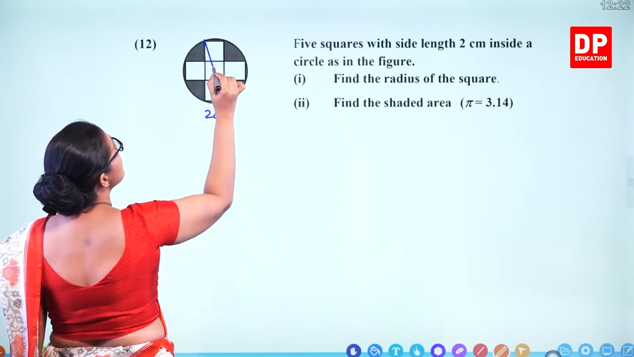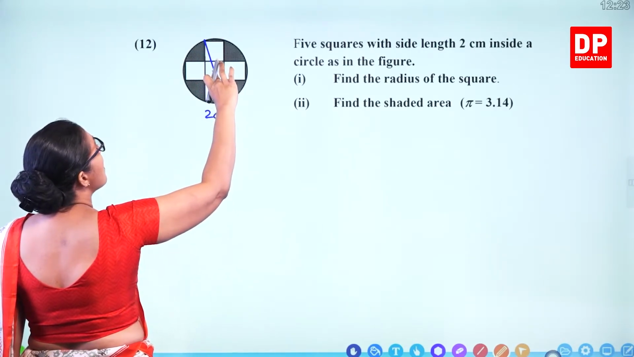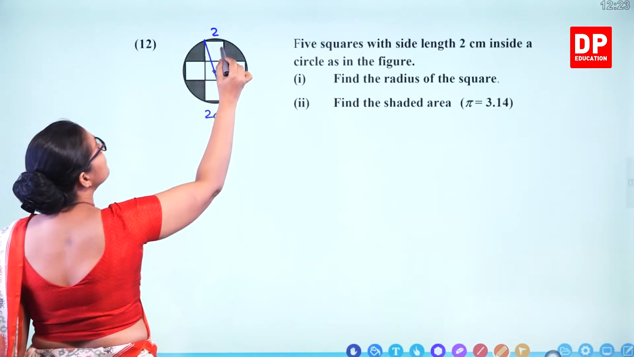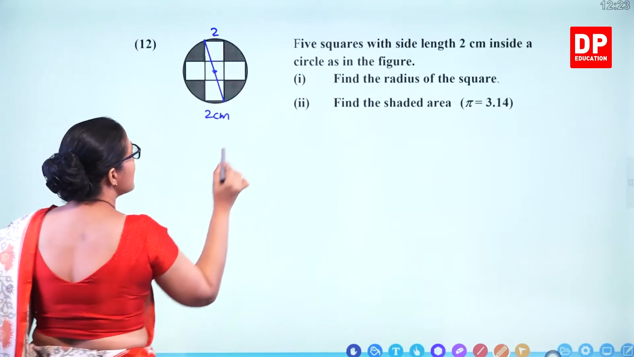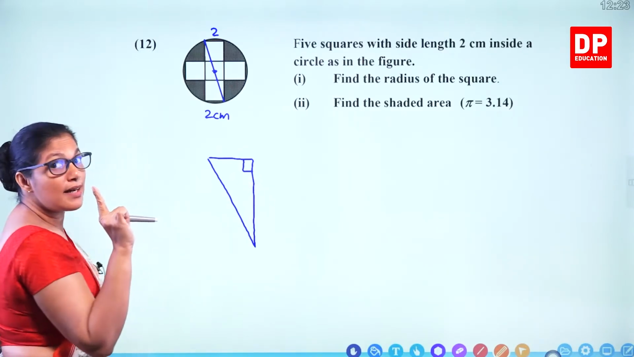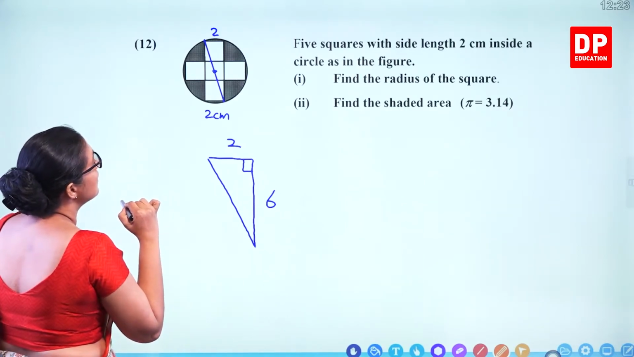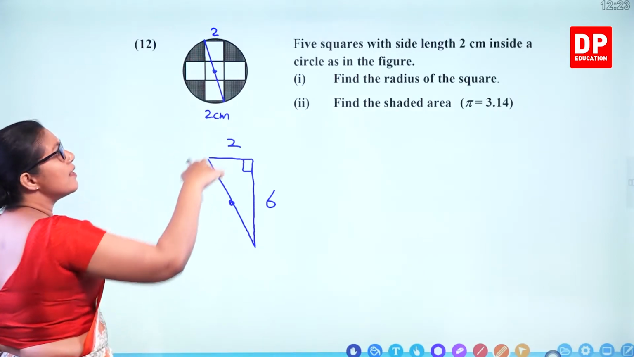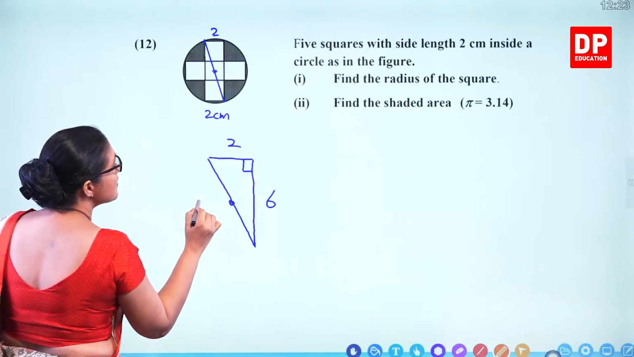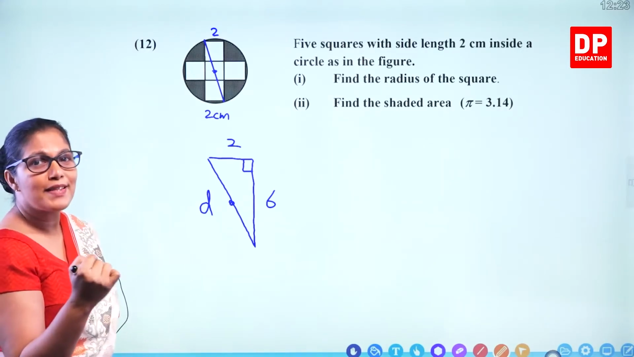If you take this one, these are all squares. So this is R, this is R. This is 2 centimeters. What is this height? 2, 2, 2, 6. So when you draw the triangle here, this is 90 degrees because it's a square. So this is 2 and this is 6, and this is 2 times the radius. So we need the radius. First write d and then divide by 2 to get the radius. You can use the Pythagoras theorem.